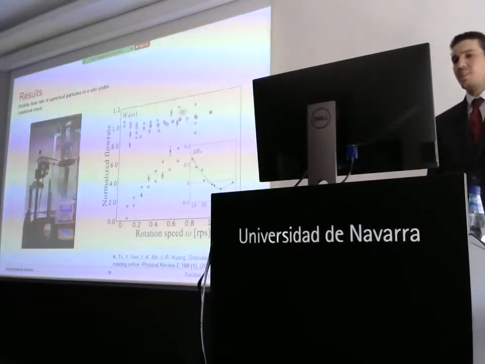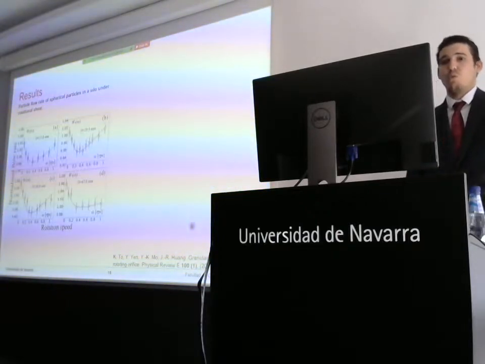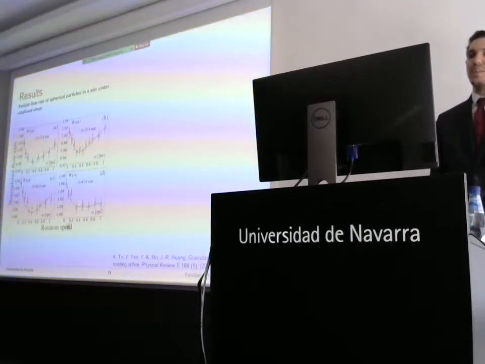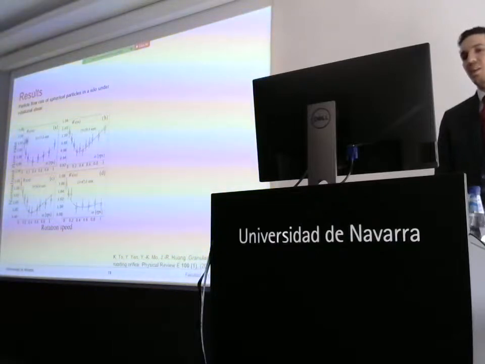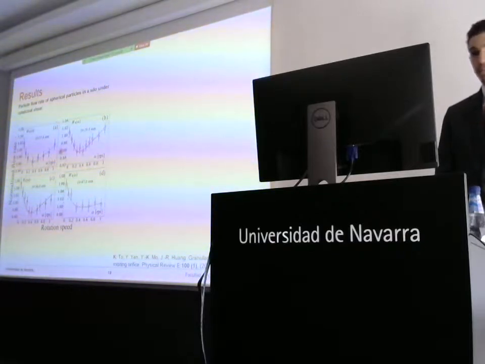However, for larger orifices, they have a completely different scenario. For orifices with aspect ratio larger than 4, they obtain a non-trivial, non-monotonic behavior of the macroscopic response, the volumetric flow rate, with the rotational speed. We can see this better in this plot, where we have the normalized flow rate against the rotational speed. This non-trivial behavior consists in that, at the beginning, the volumetric flow rate increases with the increasing of the rotational speed, reaching a minimum here, and then it starts to increase again.